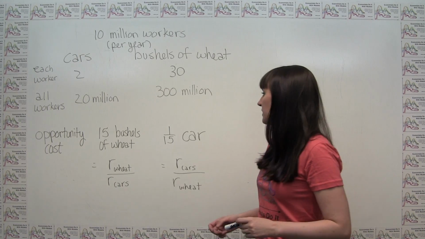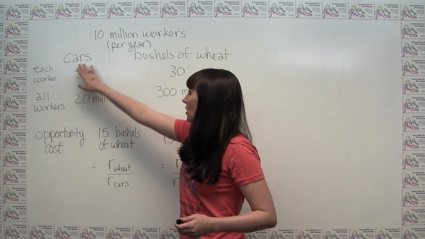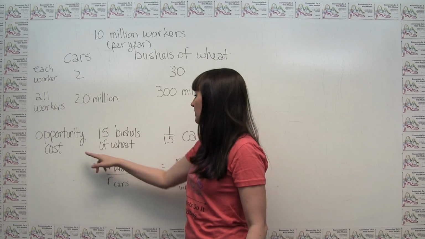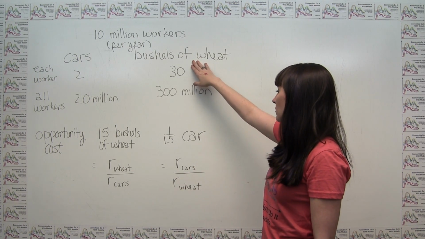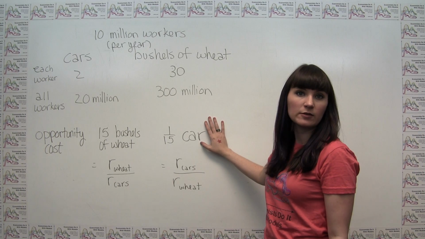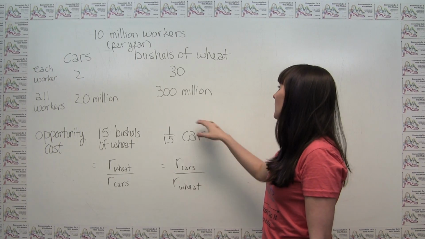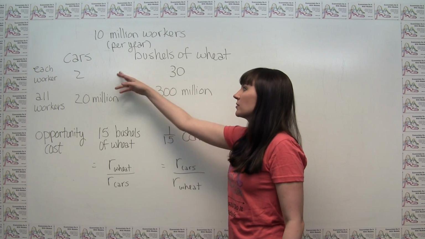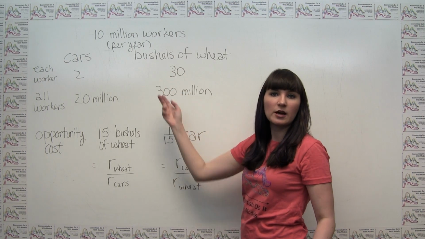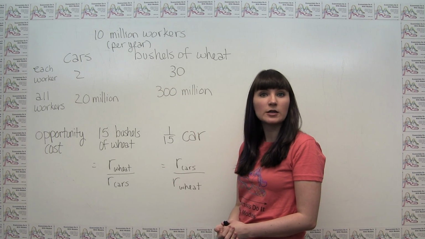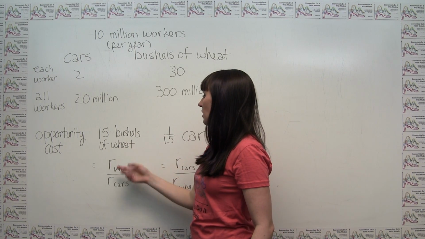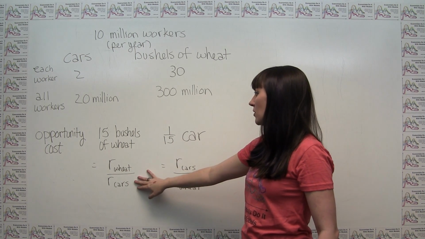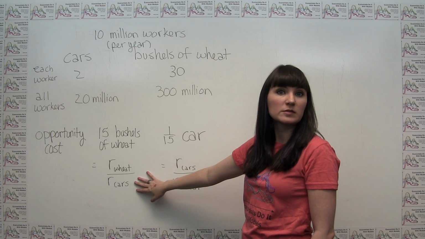So, to summarize, we decided that the opportunity cost of a car was 15 bushels of wheat, and the opportunity cost of a bushel of wheat is 1/15 of a car. Now we did that by just applying some simple logic regarding trade-offs and then scaling that trade-off up or down as necessary. But we could also do this explicitly and think about the opportunity cost of a ratio of the rates of the different items.